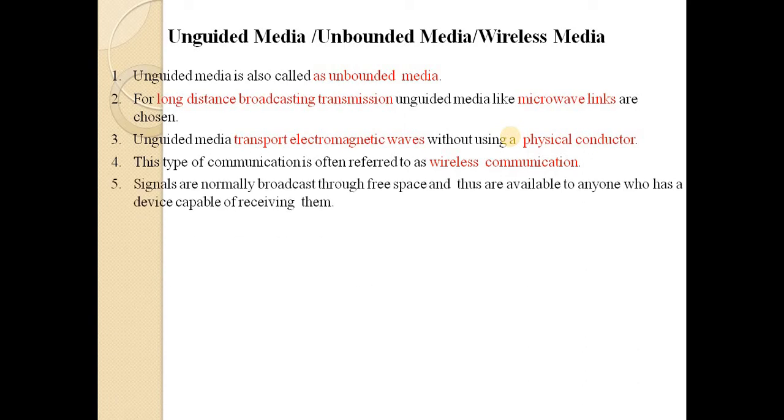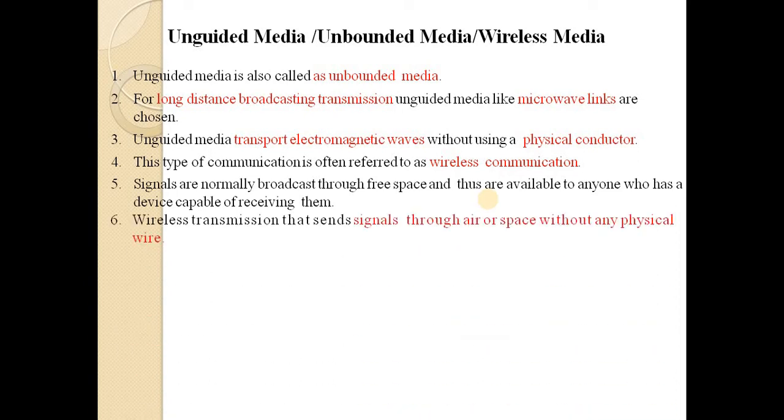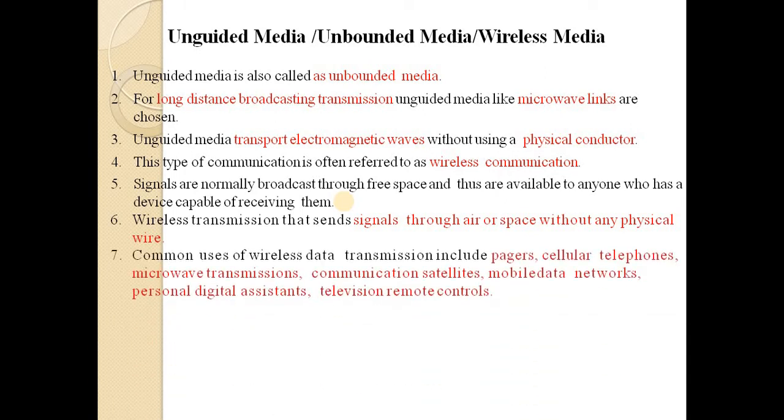Signals are normally broadcast through free space and thus are available to anyone who has a device capable of receiving them. Wireless transmission sends the signal through air or space without any physical wire. Common uses of wireless data transmission include the pager, cellular telephone, microwave transmission, communication satellites, mobile data network, personal digital assistants, and television remote controls.